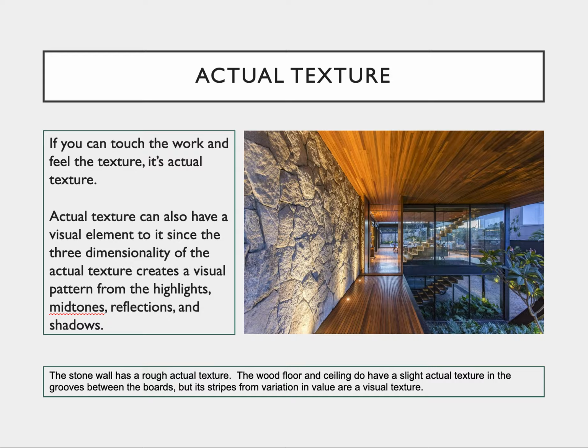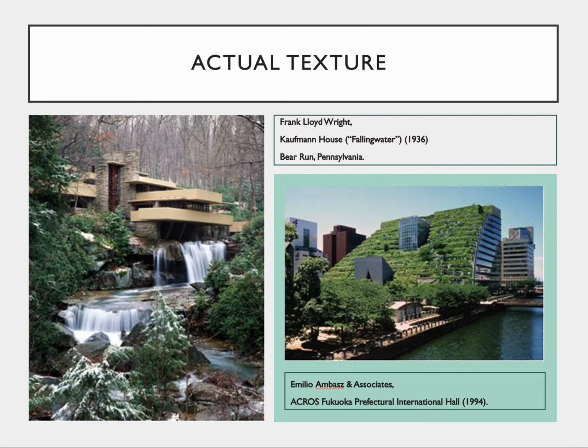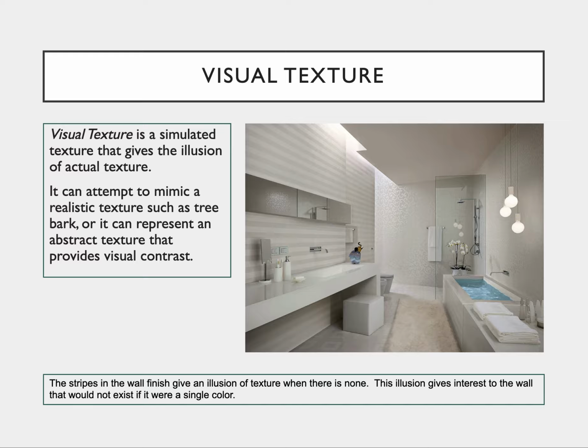So if you can touch the work and feel the texture, then it's actual texture. It can have a visual element to it since it's three-dimensional. But in this case, that stone wall, that's actual texture. Some more examples of actual texture. And now some examples of visual texture. Right? The patterns in the tile and on the wallpaper give the appearance, a simulation of texture. But if you ran your hand over them, they'd be completely smooth. So that's how we differentiate.